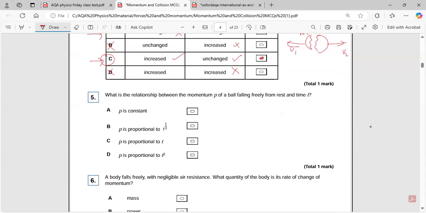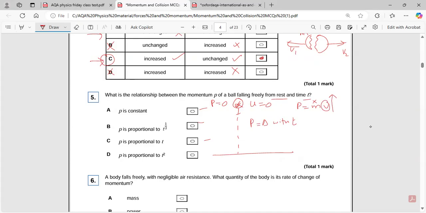Okay, next: what is the relationship between momentum P of a freely falling body from rest and its time? So you have to tell the relation between momentum and time, falling from rest. When a body is at rest and falling freely, of course its momentum is zero. When it is falling, how is its momentum changing with time? You know that momentum is equal to the product of mass and velocity. Mass remains constant, but velocity constantly increases, right?